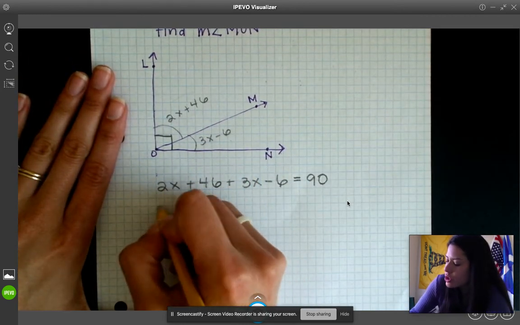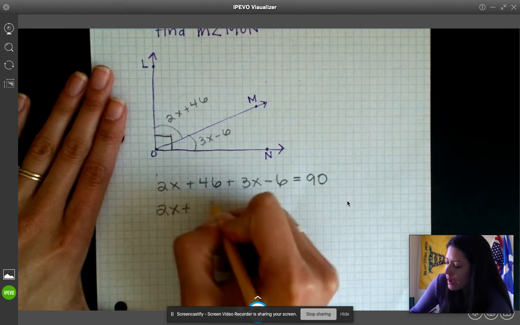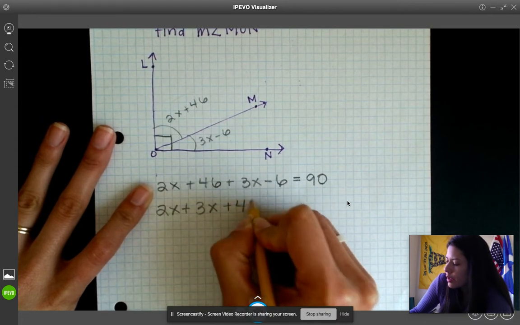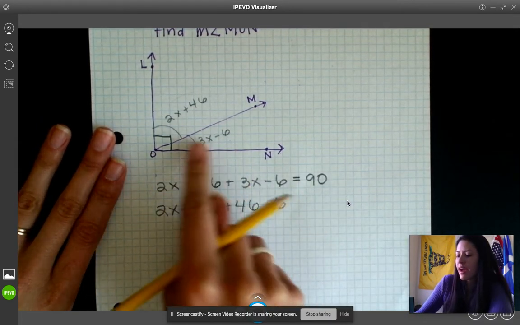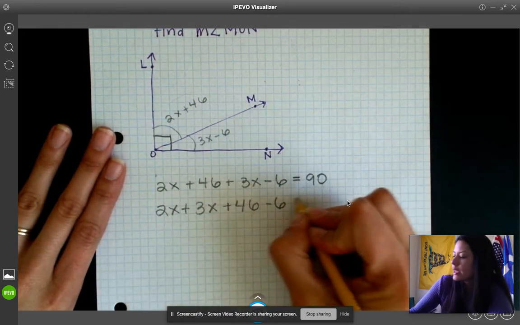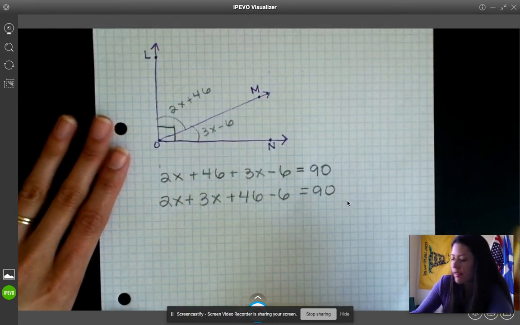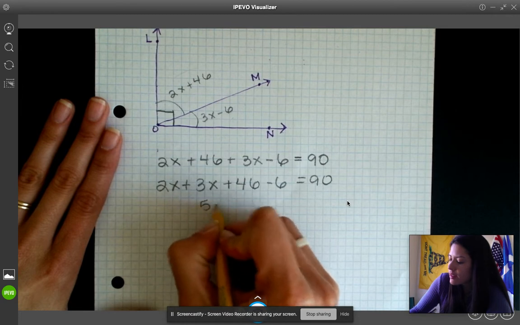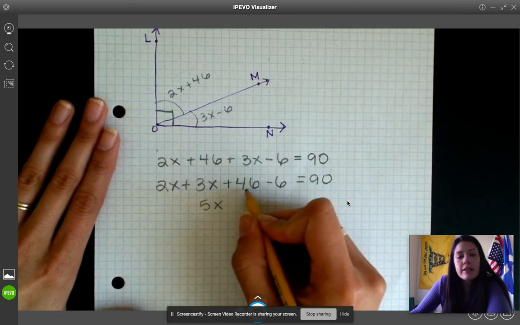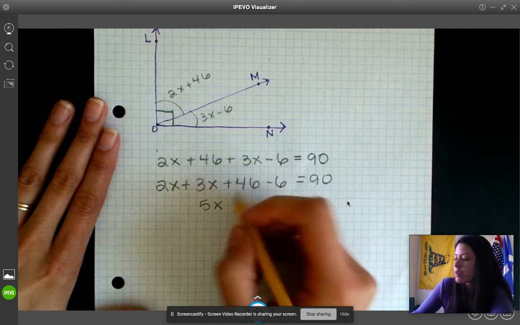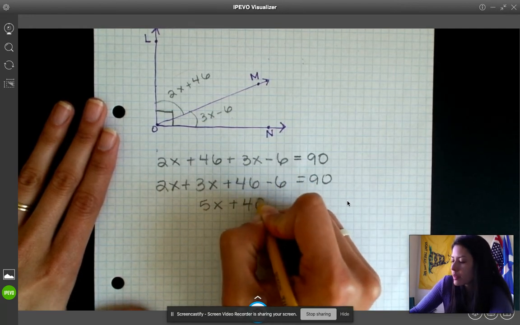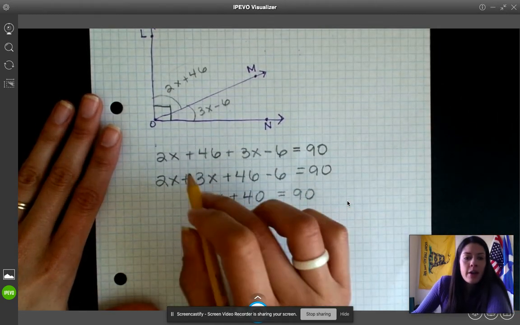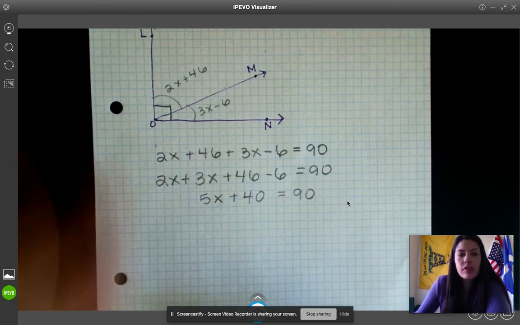So I'm going to say 2x plus 3x plus 46 minus 6. All I did was move this 3x in between over here. Equals 90. So 2x plus 3x is 5x, and 5x plus 46 minus 6. 46 minus 6 is positive 40, and that's going to equal 90. Now I've got a regular two-step equation that I can go ahead and solve.